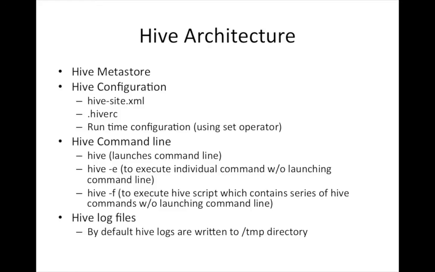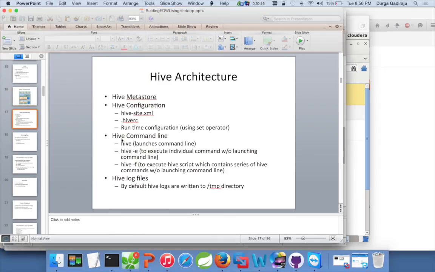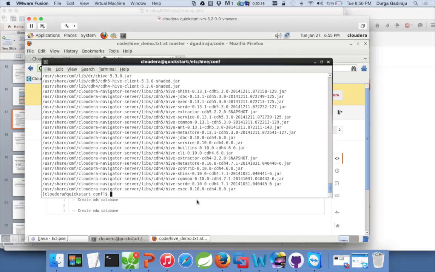We have seen Hive configuration to get the details of our database, which is nothing but hive-site.xml under /etc/hive/conf. And then if you want to override certain parameters while running Hive, there are multiple ways to do that. One is at runtime by using the set operator, and the other one is by using .hiverc for all the sessions that are initiated by that particular OS user. Okay, I will demonstrate that quickly.